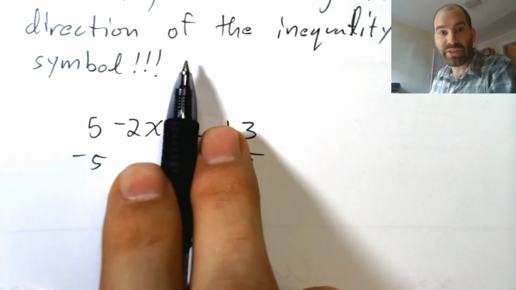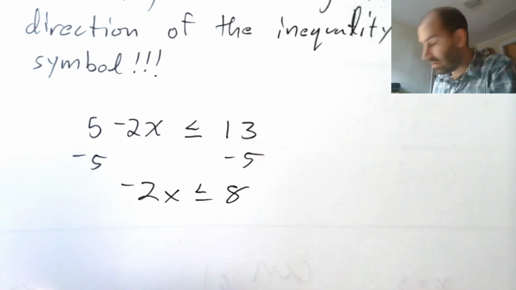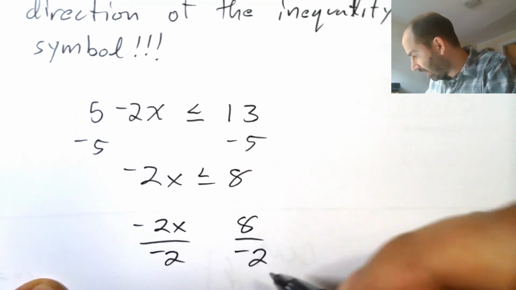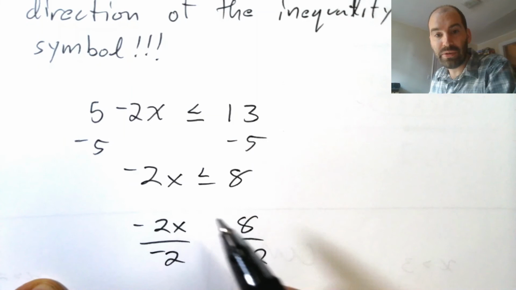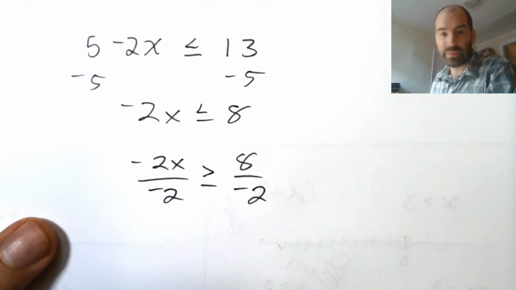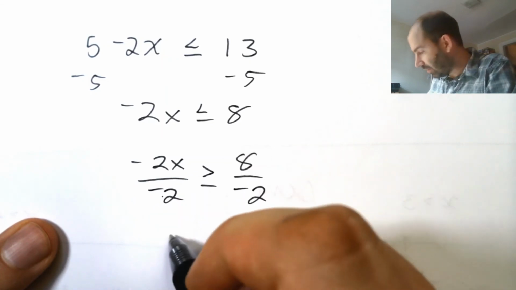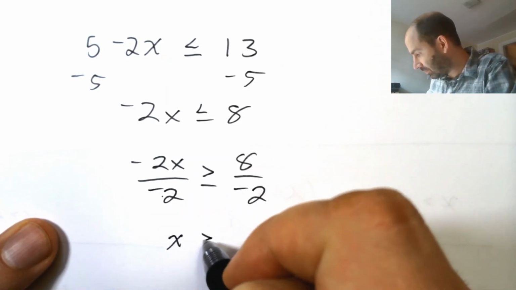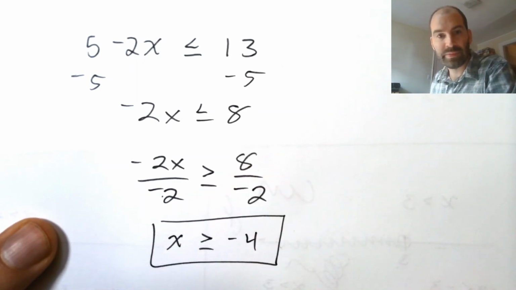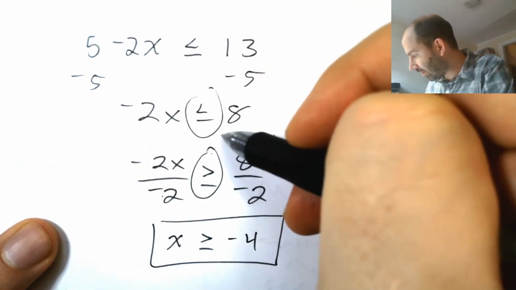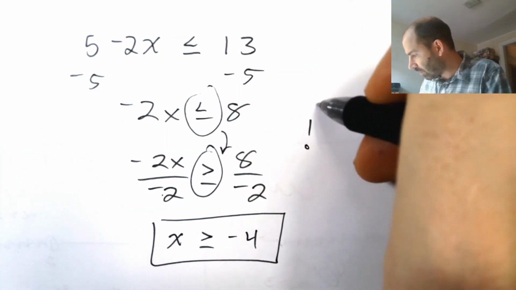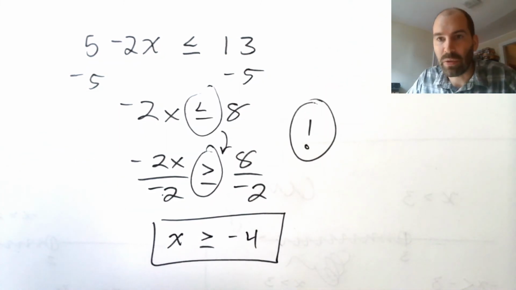So what's going to happen when I do that? Well, our rule says we have to change the direction of the inequality symbol. So if I divide both sides by negative 2, this less than or equal to becomes a greater than or equal to. Right? The negative 2's cancel here, leaves me with x. 8 divided by negative 2 is negative 4. And so there's this key step here where we have to switch the direction of the inequality symbol.